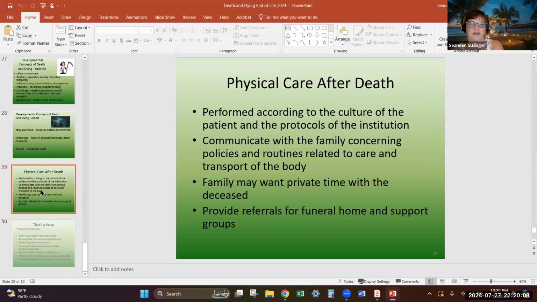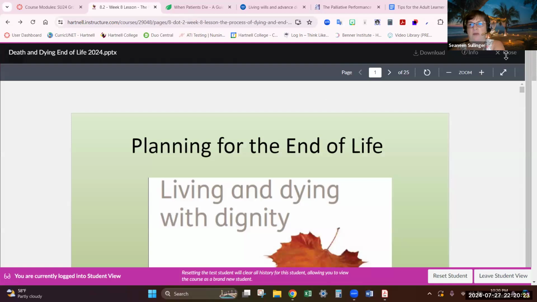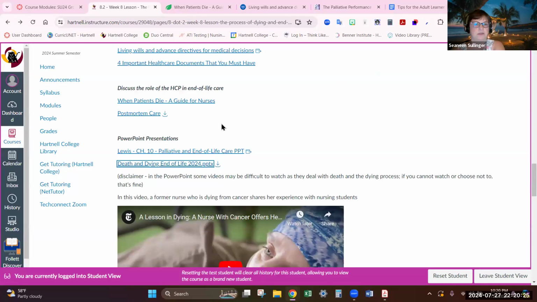And then physical care, there's another article on that in terms of postmortem care. Make sure you take the culture into consideration. So I think that covers all of that. And then let me look at one more for you just to make sure.